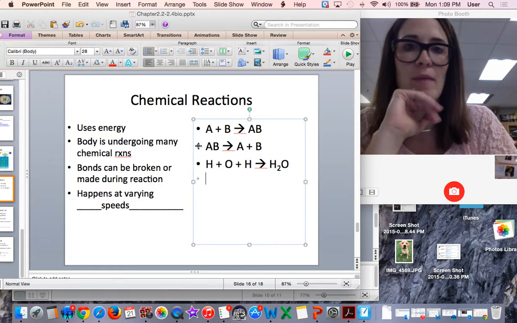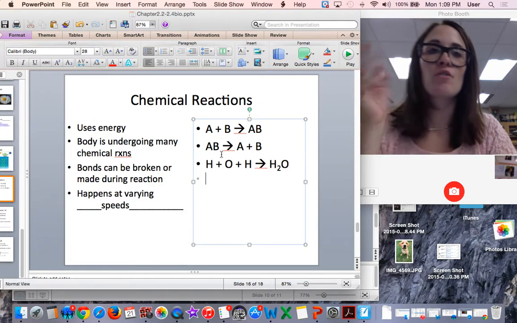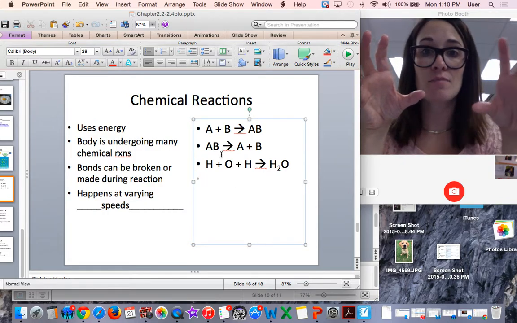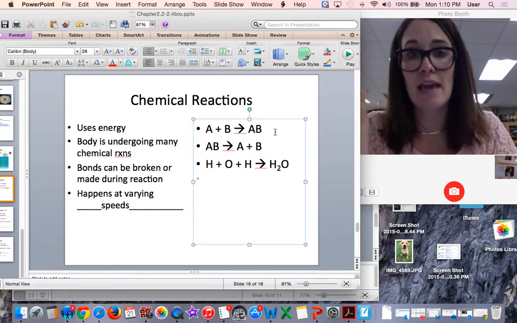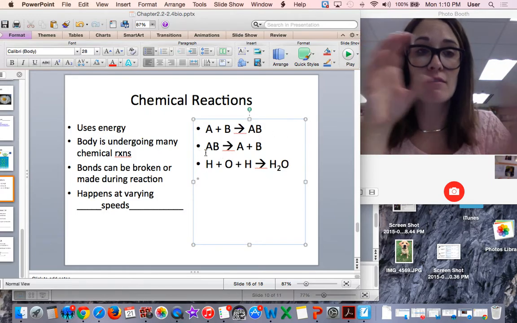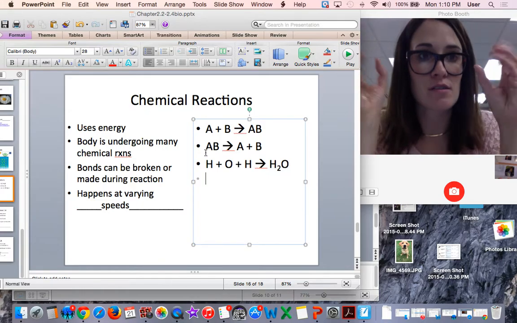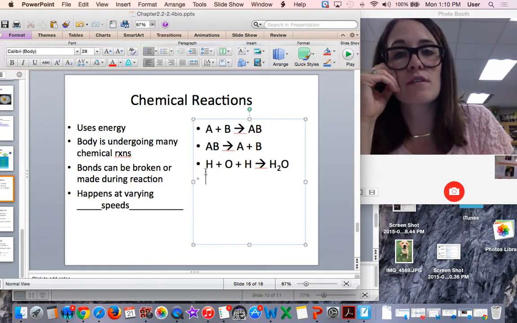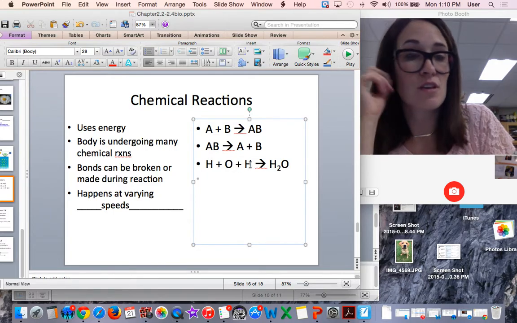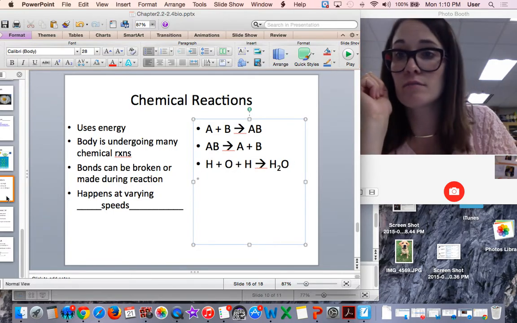And here's just a schematic view of different reactions. So if you have substance A, substance B, put them together, you can make AB. In the reverse of that, if they're broken apart, like a pizza is broken down into simple glucose molecules. Here is H plus O plus H. That produces the compound water.